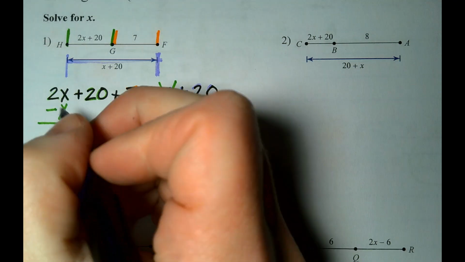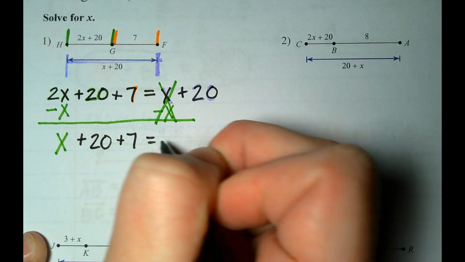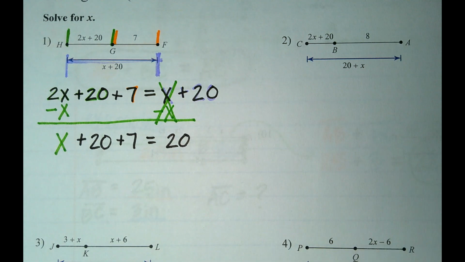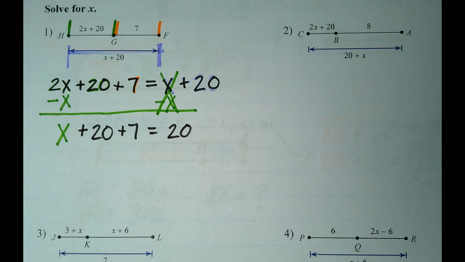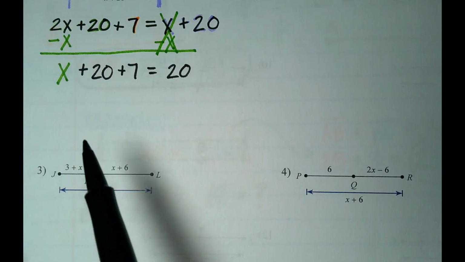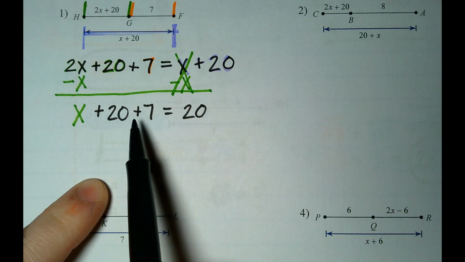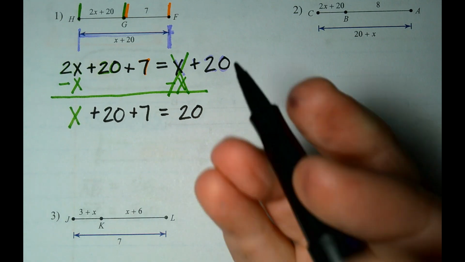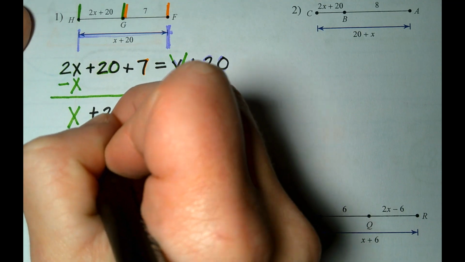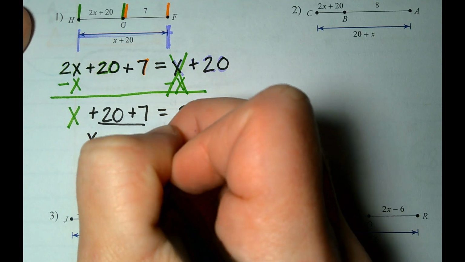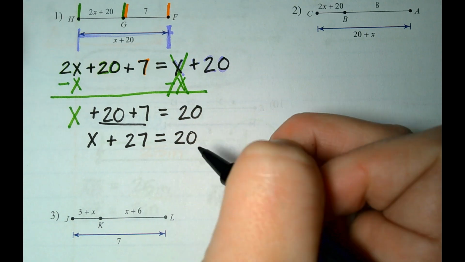Now I'm going to bring everything down. Plus 20 plus 7 equals 20. Do I have any other like terms that I can combine? 20 and 7. These are just regular numbers without variables. We can change that to 27, can't we? Yep. That would be a lot less crazy to look at. So let's just put these together. Now I have x plus 27 equals 20.